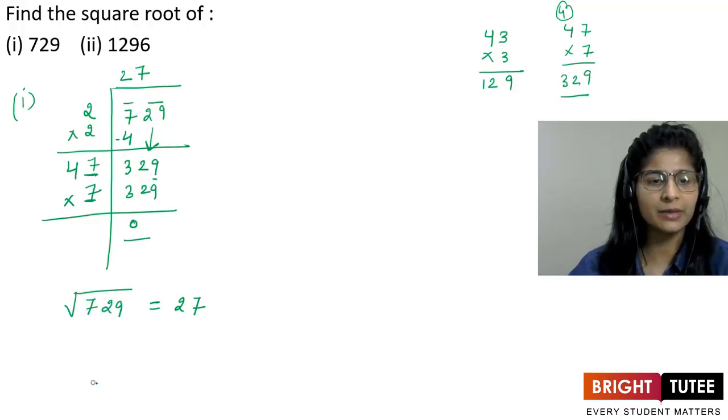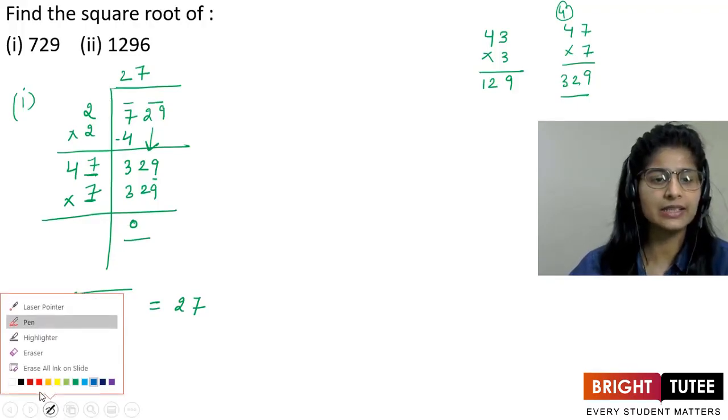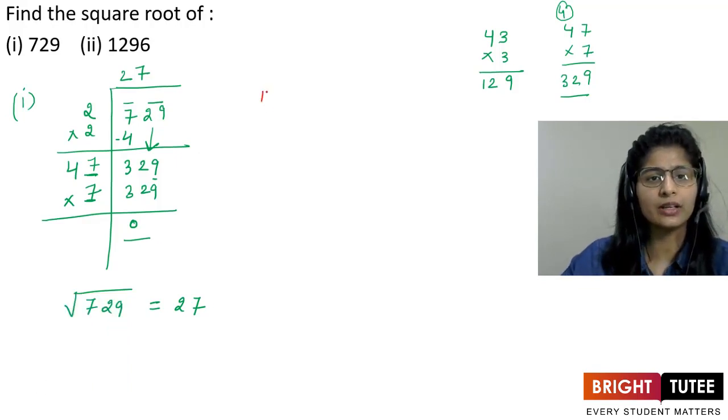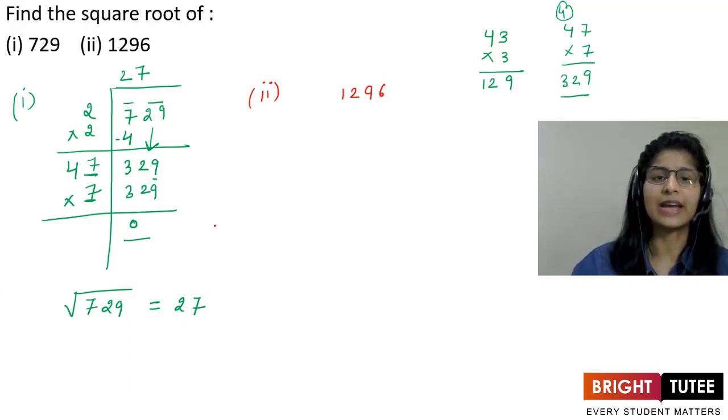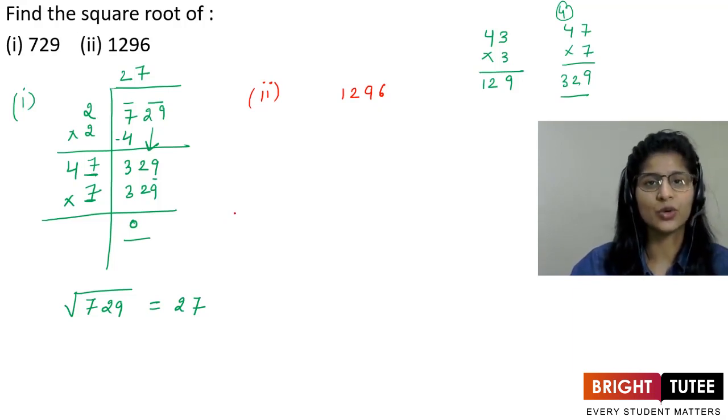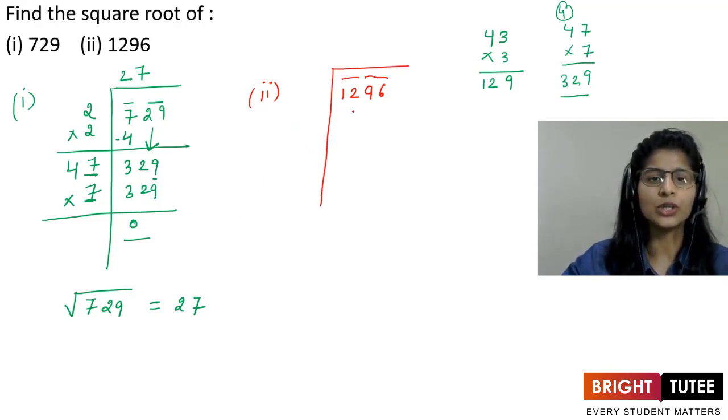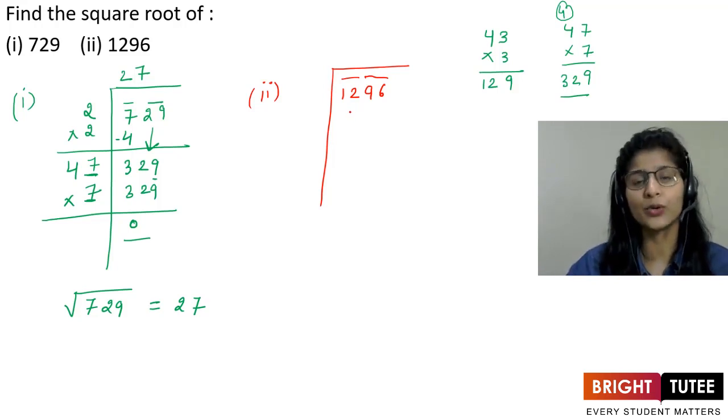Now we will start the second part. Let's start the second one. In the second one, the question is 1296. We have to find the square root of it using the division method. Let's first write the bars over the digits. From the last, we are going to place the bars, so these will be 2 bars like this. Let's start solving. For 12, you should think of a number whose square is closer to 12.